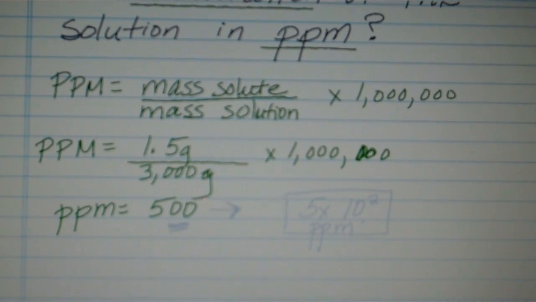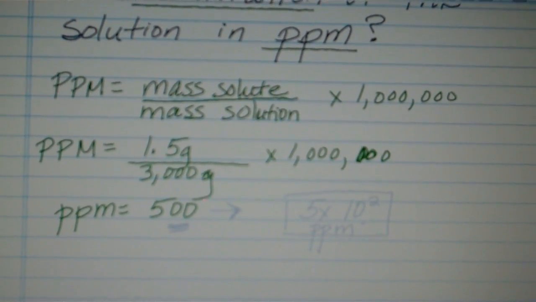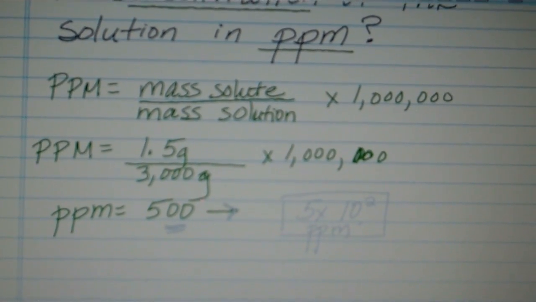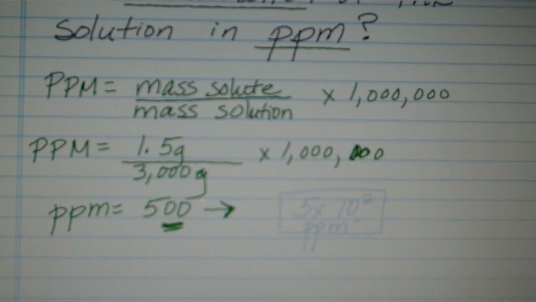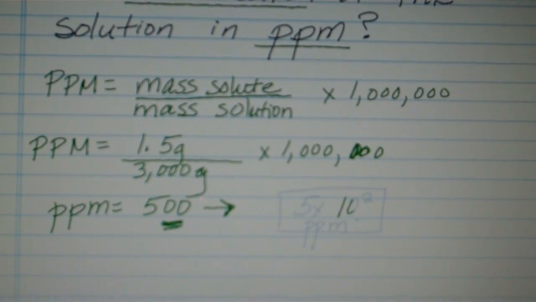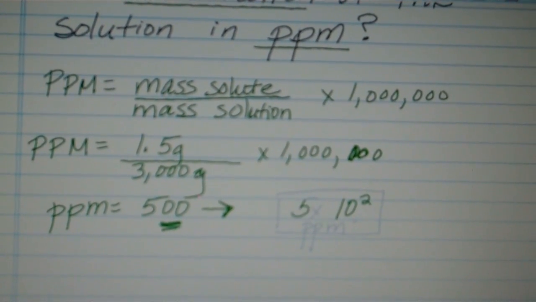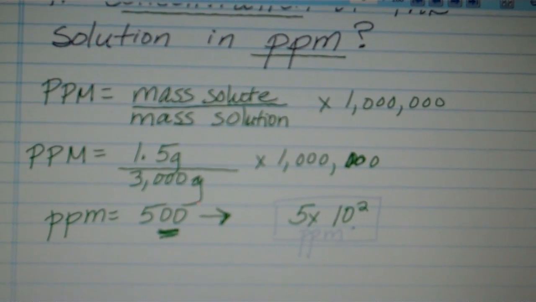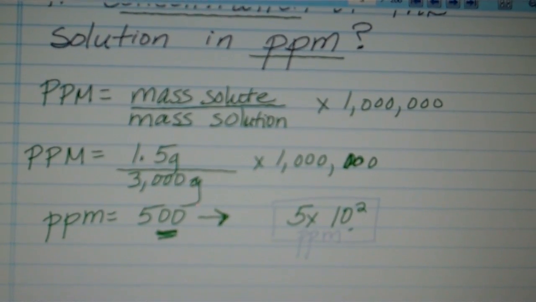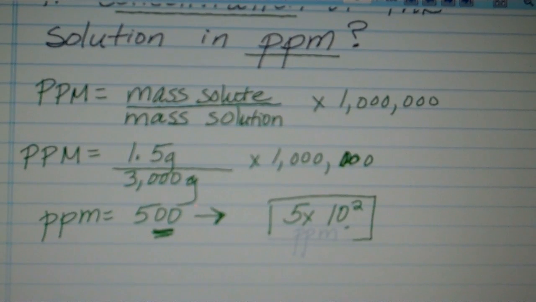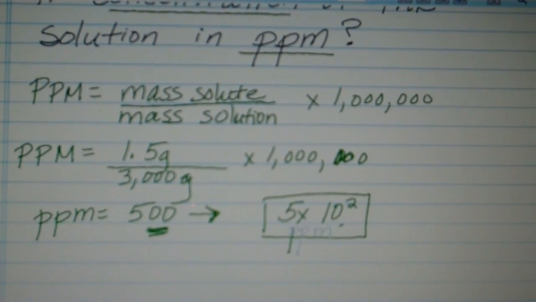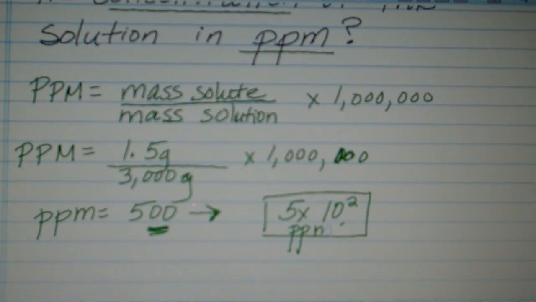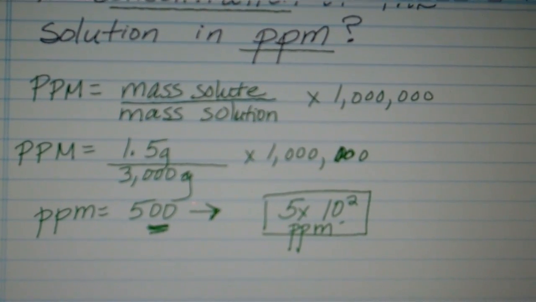However, none of the answers look exactly like 500. So we're just going to convert that to scientific notation. Since we have 2 zeros, that's going to be 10 to the second power. So we have 5 times 10 to the second power, which is equal to 500. So it's 5 times 10 to the second power parts per million. And that's sample 1.